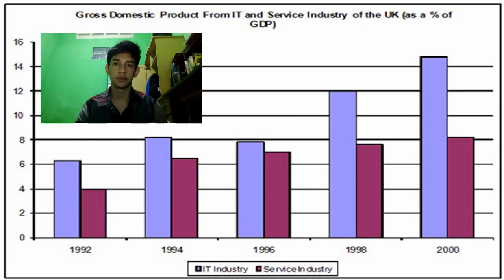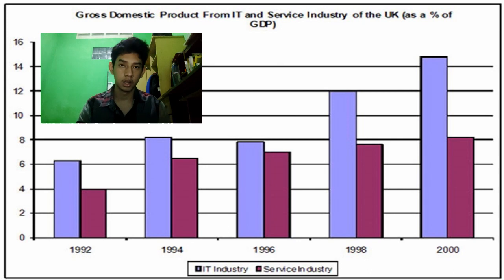Overall, the funds earned from both the IT and service industry increased over the shown period and led to huge growth in the total amount of the gross domestic product of the UK. In addition, among these two fields, the IT industry was the one that had the most significant growth and the biggest impact on the total GDP.